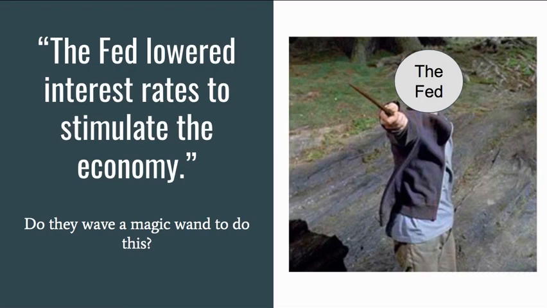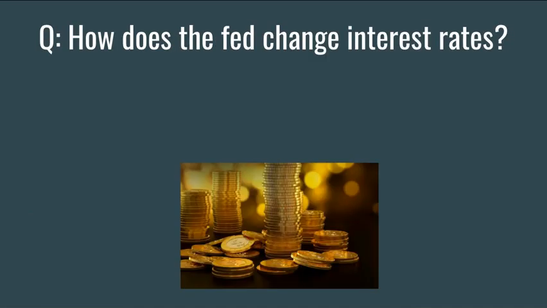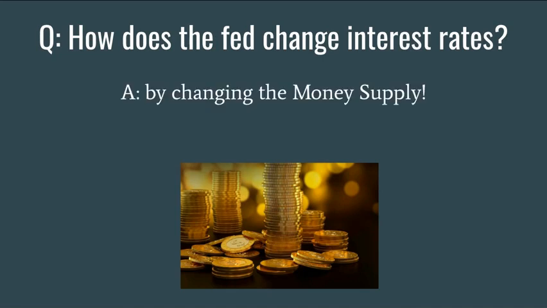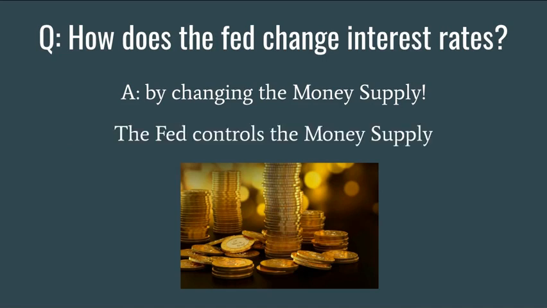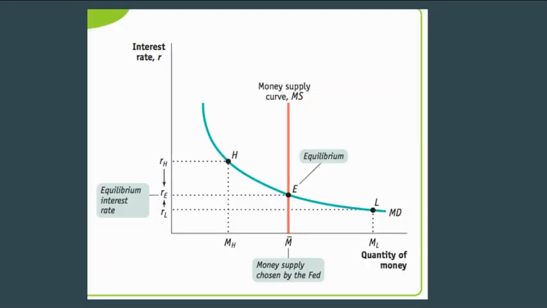If you did the reading and the reading made sense, you should be able to answer this question. How does the Fed play with interest rates? Here's the answer. Question: how does the Fed change interest rates? Answer: by changing the money supply. When they change the money supply, they are able to alter interest rates. The Fed controls the money supply. Hey, who controls the money supply? This is where you would all shout out the Fed, but we're not in class, so sad.